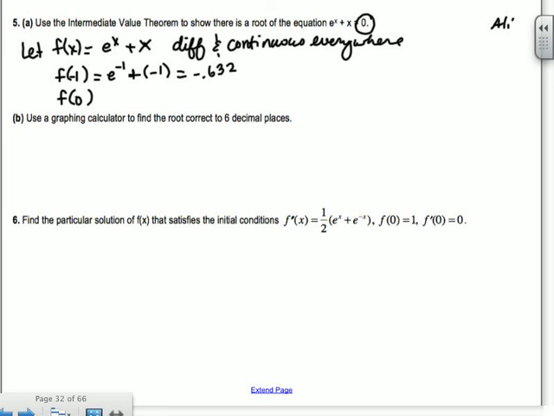0. That works. e to the 0 plus 0 isn't 0, it's 1, right? So you have a negative number and a positive number. That means there is a 0 somewhere between 0 and negative 1. So this means there exists, if you want to do a shortcut, backwards E, a 0 between negative 1 and 0.